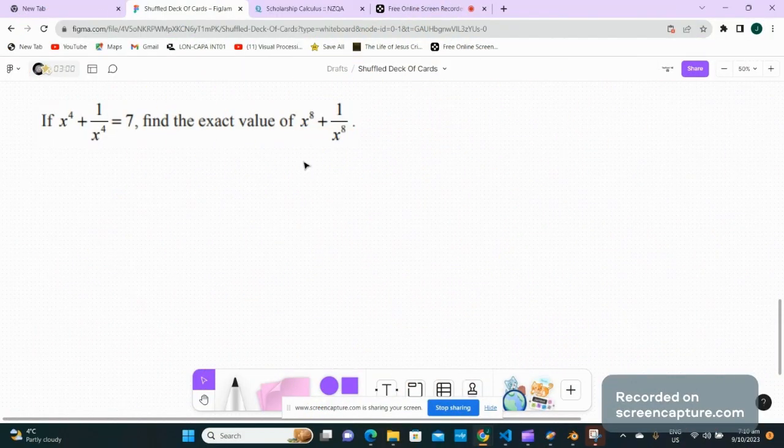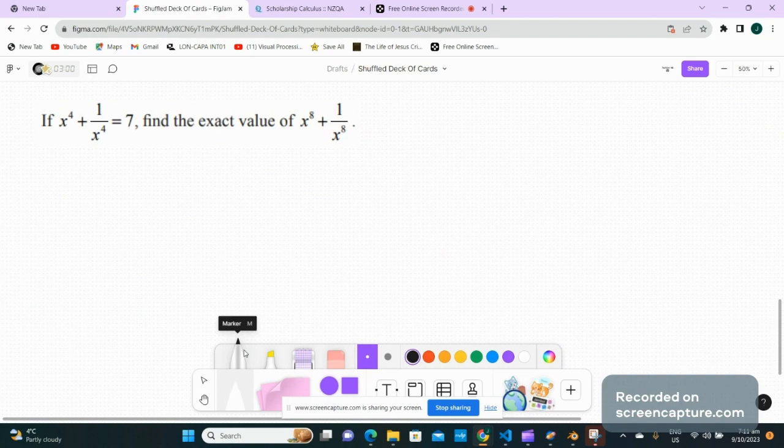What's up, guys? Today we're going to be going over some scholarship calculus questions. So here's the first one. I did this one before, and there's a couple ways of doing it. The first way is probably the simplest way.